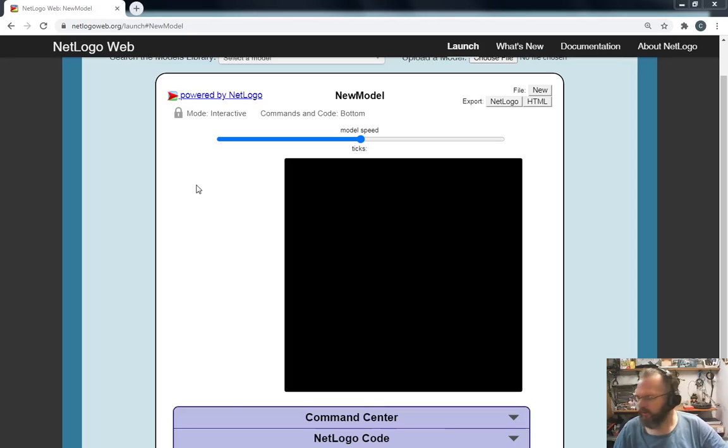So for NetLogo, today we're going to do something a little bit different. Instead of programming down here in the NetLogo code, we're going to set up some sliders and a monitor and use NetLogo to do some calculations for us. So I'm just going to talk about one of the projects we're going to do.